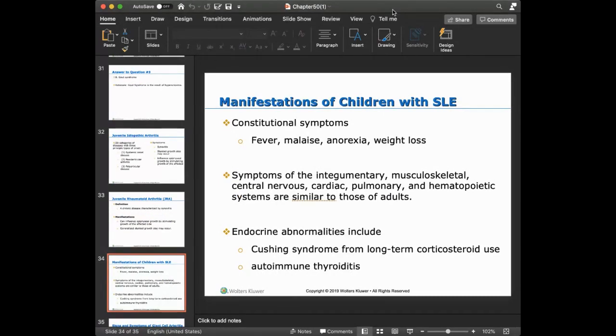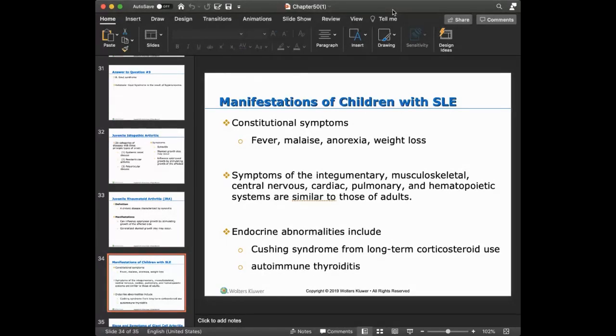And children can also present with lupus. Their symptoms are very similar: fever, weight loss, fatigue. It can involve all the same body systems as we saw with adults, but they can also have endocrine abnormalities like Cushing's syndrome that can develop, especially if they are taking long-term corticosteroids.